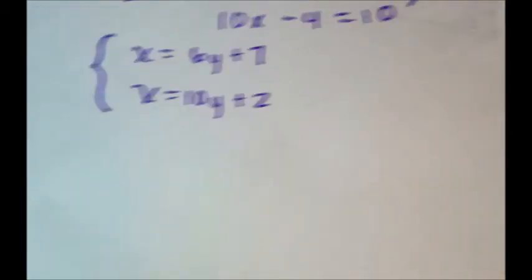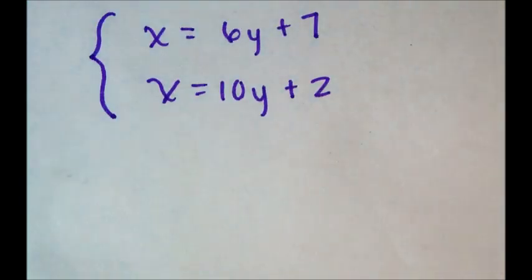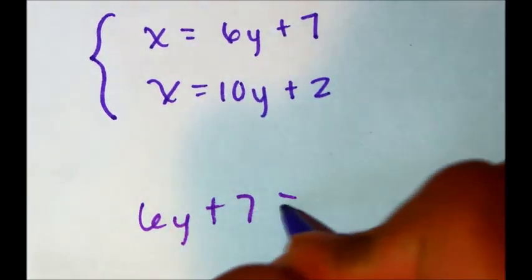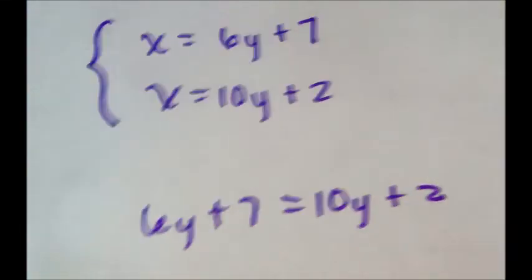Let's look at another example. Look at this system of linear equations. Describe algebraically how you would solve. Since both equations are equal to x, we could write 6y plus 7 equals 10y plus 2, which would eliminate the x variable. In this lesson, we're going to learn a method for solving systems that requires us to eliminate one of the variables, but in a different way from the last lesson.